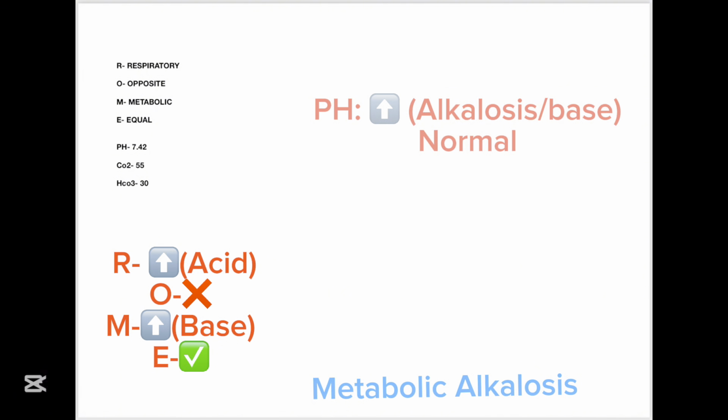So now let's look for the state of compensation. Was the compensation complete enough to bring the pH back to its normal value? Yes, the pH is in its normal range of 7.35 to 7.45. So this is a fully compensated or compensated metabolic alkalosis.